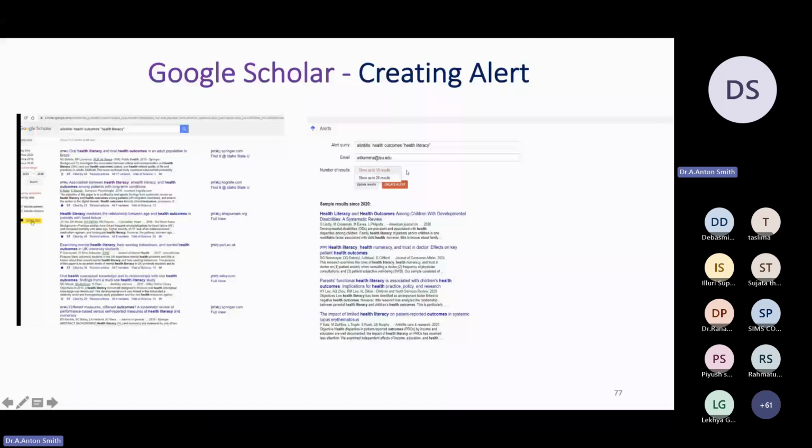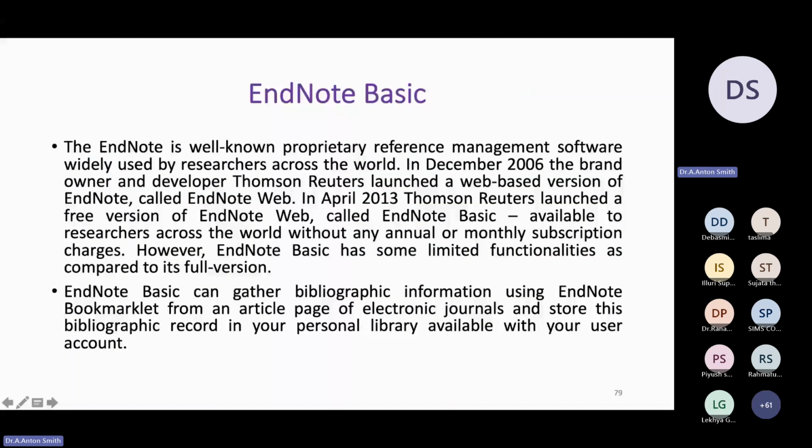The last one we go over is EndNote. EndNote is a basic, well-known property. It's a reference management tool, established in the year 2006 and developed by Thomson Reuters. This has been called EndNote Basic, which is available to researchers across the world.